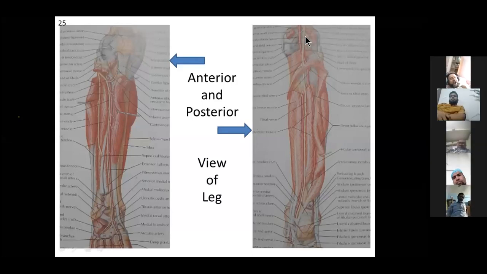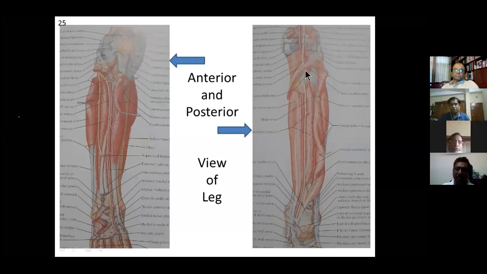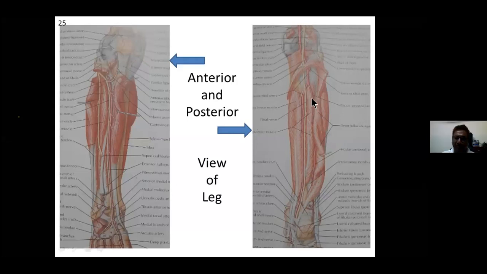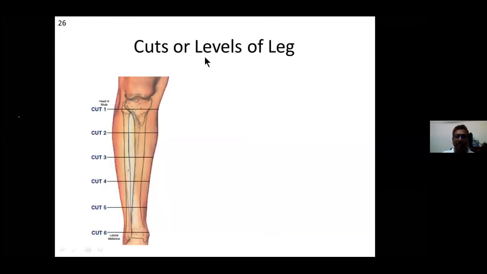The major vessels, that is the popliteal vessels, continue distally and are divided into two. The intertibial artery runs between the tibia and fibula, and the posterior tibial artery along with the tibial nerve is on the medial side. Cut levels of the leg. The leg also has six cuts.